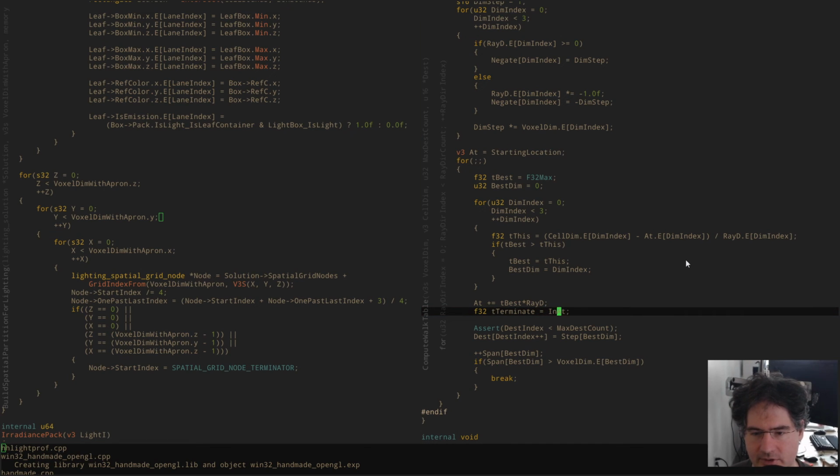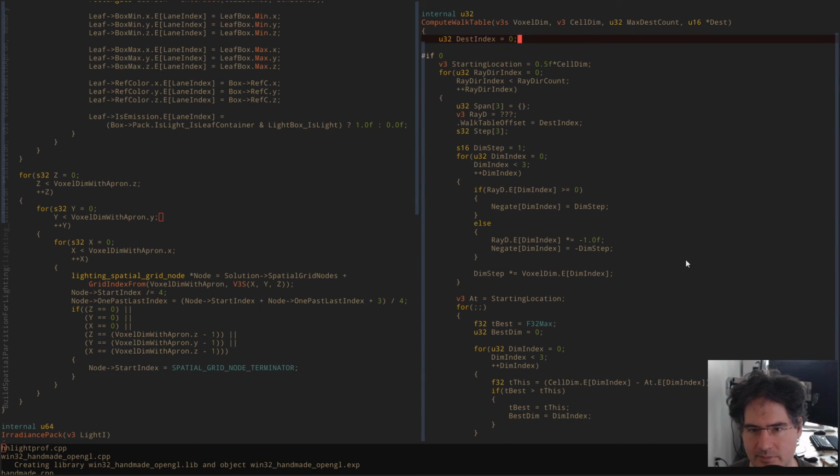It would just be the inner product of the ray direction and that at value minus whatever the starting location is, because that's just going to measure how far along the ray you've gone. So the T terminate value is just known. So we can put it directly in when we build the table, so it's pretty easy. The question is, do we really want to store it? But it's easy enough to store. So we could build this table pretty trivially.